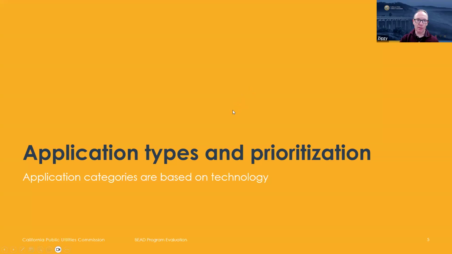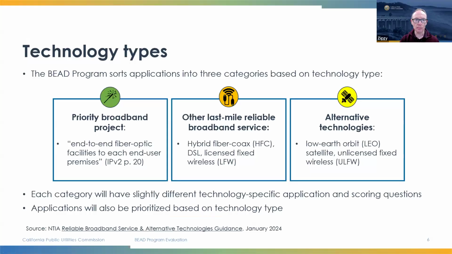Let's dive right into it. So the Bead program takes the applications that come in and sorts them into 3 different categories. First, there are priority broadband projects. Priority broadband is defined as end-to-end fiber optic facilities to each end user premises.